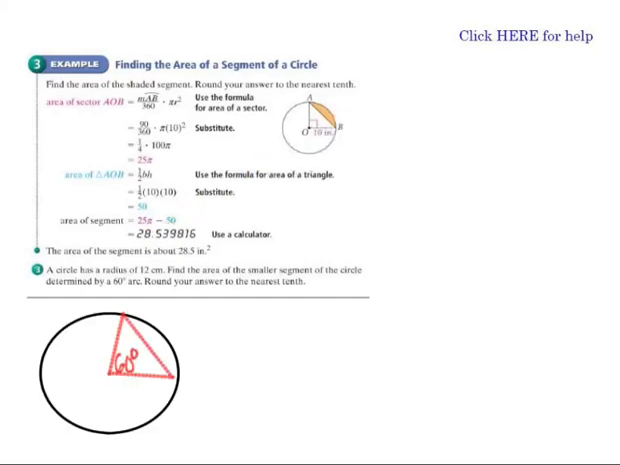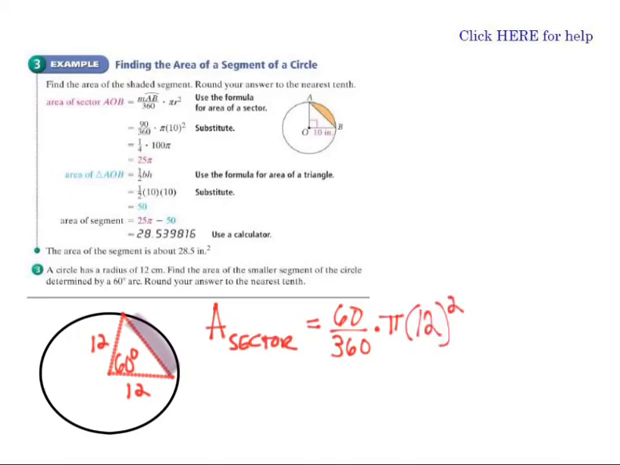So if we sketch our picture, we have a 60-degree central angle. I'm looking for the area of that segment, and I know that my sector is going to be 60 over 360. That's my central angle over all the way around, which is 360, times the area. And for the area, I need the radius, and the radius is going to be 12. So I take pi times 12 squared, which is 1/6 times 144 pi, or 24 pi.